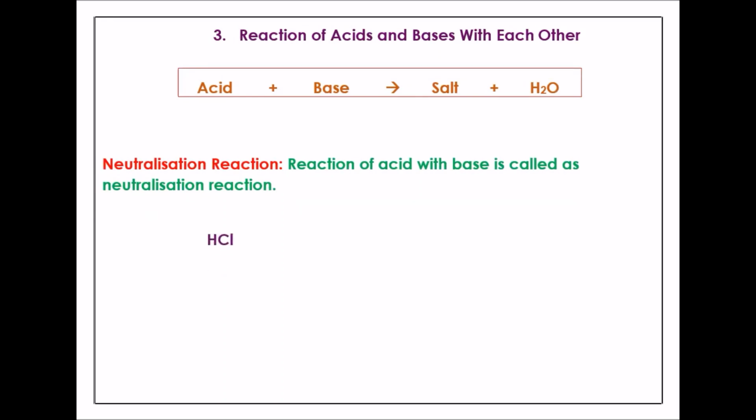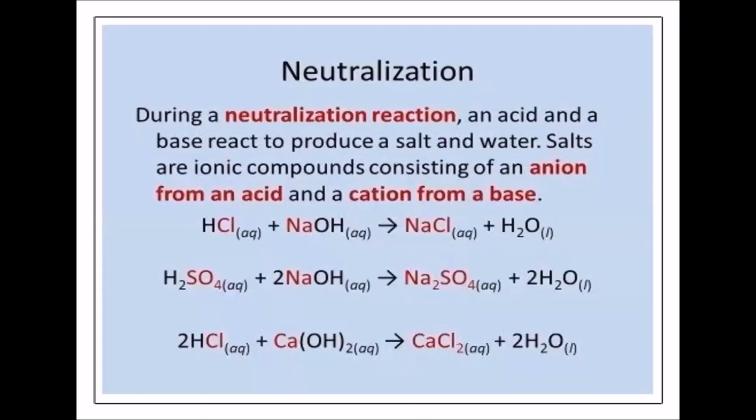Let us see an example. HCl is an acid that is reacting with a base, sodium hydroxide, that gives salt, sodium chloride, and water is produced. You can observe the reaction. On the reactant side we have HCl and NaOH. From HCl, chlorine will displace, from NaOH, sodium will displace, and both will form sodium chloride, and a water molecule is formed. Now let us see a few different examples of neutralization reaction.